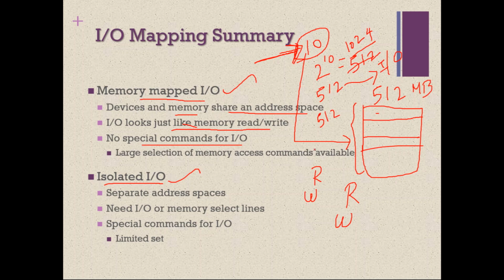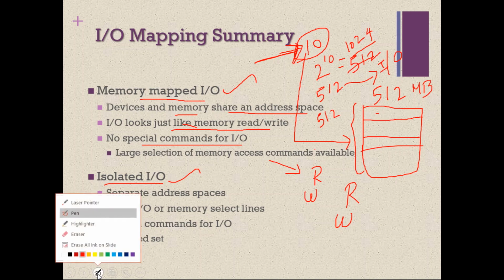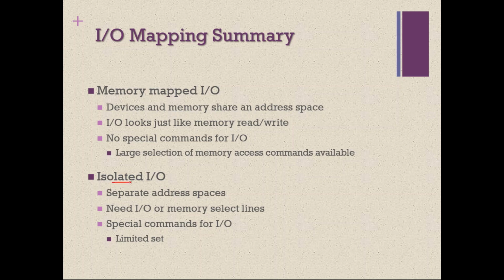There is no way to differentiate whether some address is referring to a memory or some address is referring to an IO device. Only the address is the identification. This address is memory, this address is IO device, nothing else. Right? Fine. So that kind of mapping of IO device is called memory mapped IO, right? Fine. Okay, then the second type is isolated IO.